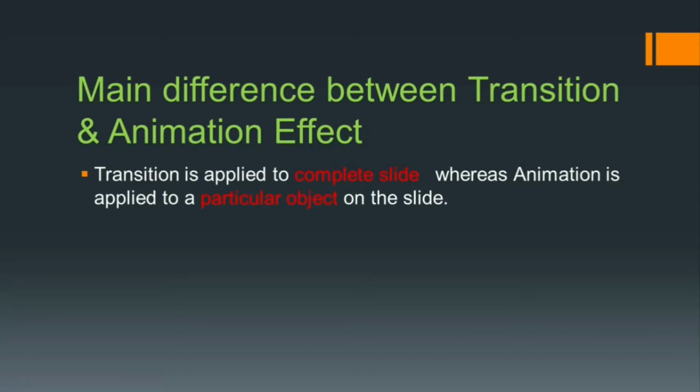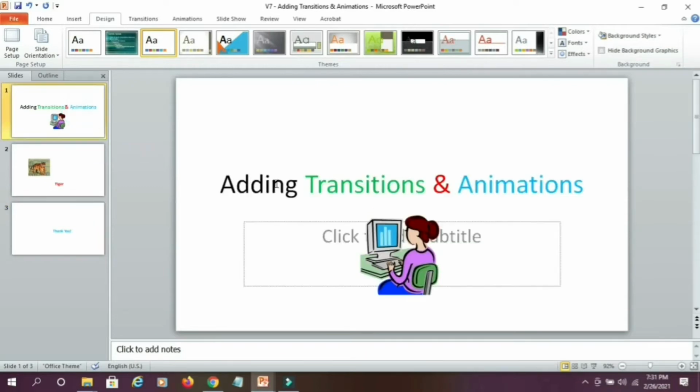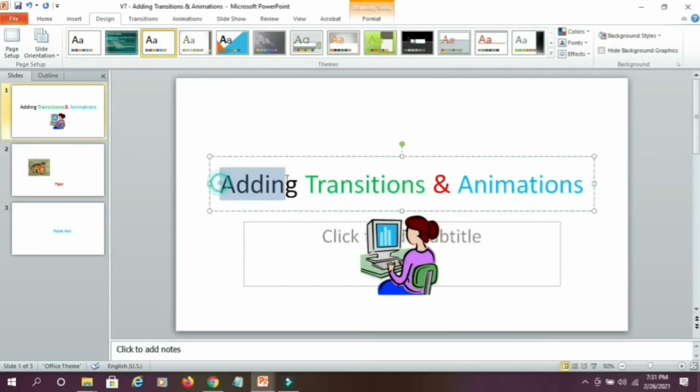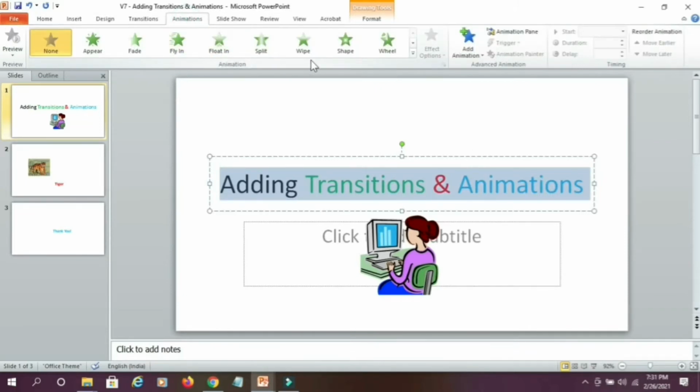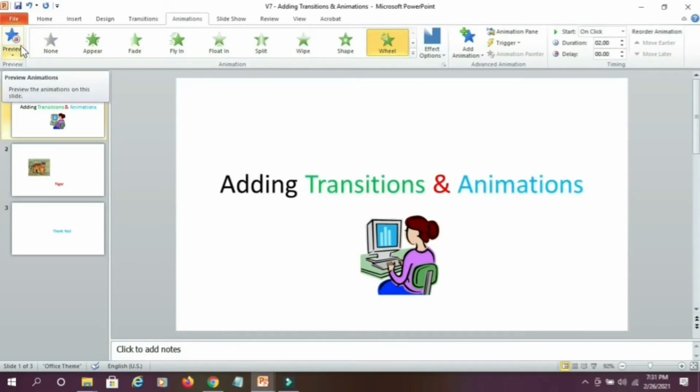Let's see this practically. Now, I have these three simple slides to which no animation or transition effect is added. Now, I'll show you how to add animation and transition effects. First, we'll select this text and go to the Animation tab. There, I can select any one of the effects and show you the preview. See, this is the effect.